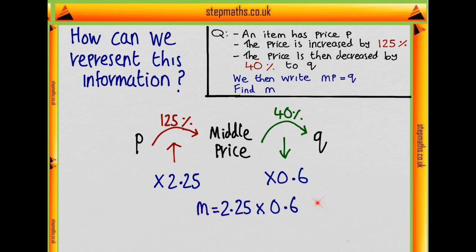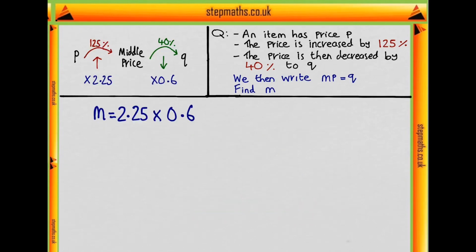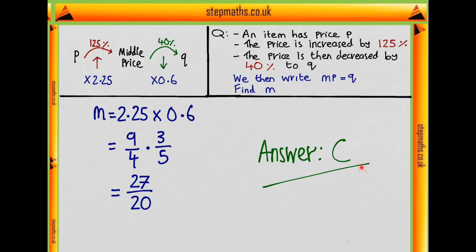So let's try and get this into a better form. Let's try and get M in the form of a fraction, because that's what all the answers in the multiple choice are in. So 2.25 is equal to 9 over 4, and 0.6 is equal to 6 over 10, but we can simplify that to 3 over 5. And so we get this as an expression for M, just times numerators, times denominators, and we get 27 over 20, which matches answer C on the multiple choice options, and so our answer is C.